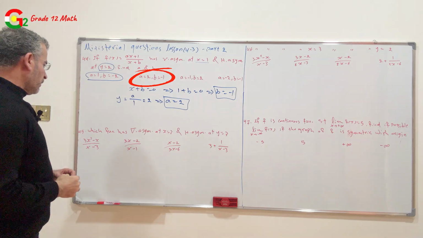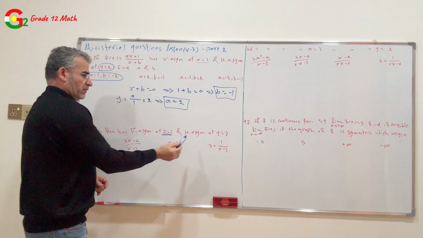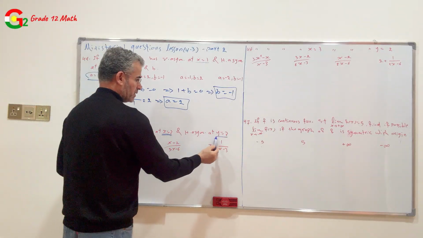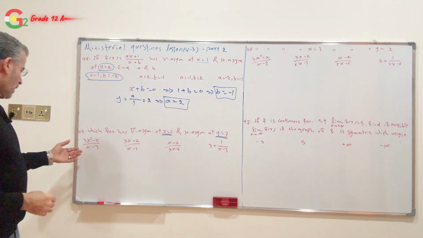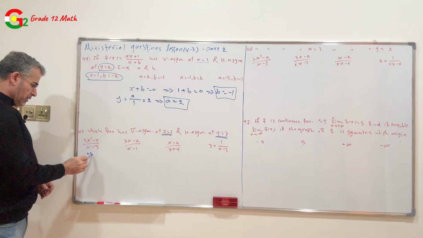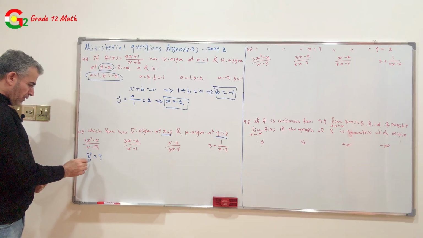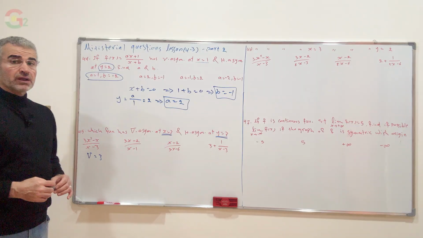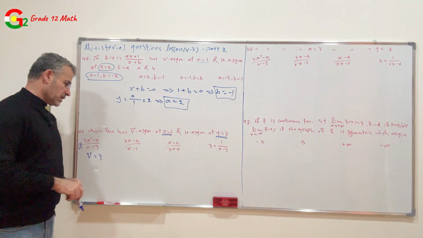Question number 45. Which function has a vertical asymptote at x equal 3 and a horizontal asymptote at y equal 3? This function has a vertical asymptote at x equal 3 and a horizontal asymptote. There is no horizontal asymptote since the degree of the numerator is greater than the degree of the denominator. Therefore, this choice is wrong.